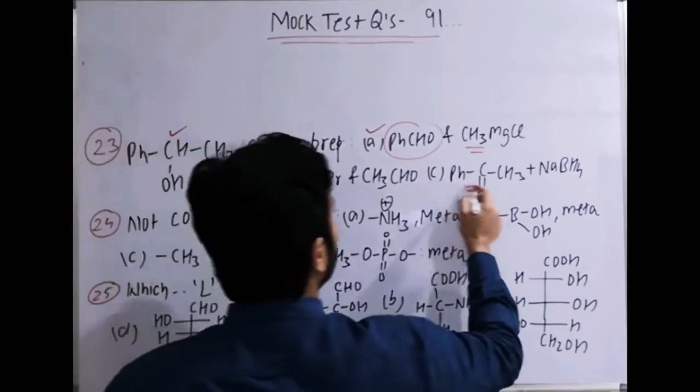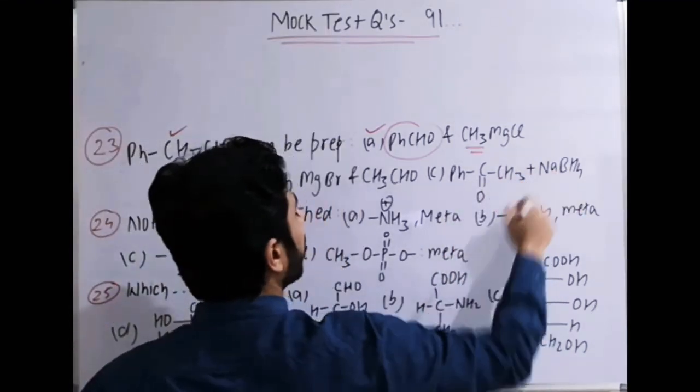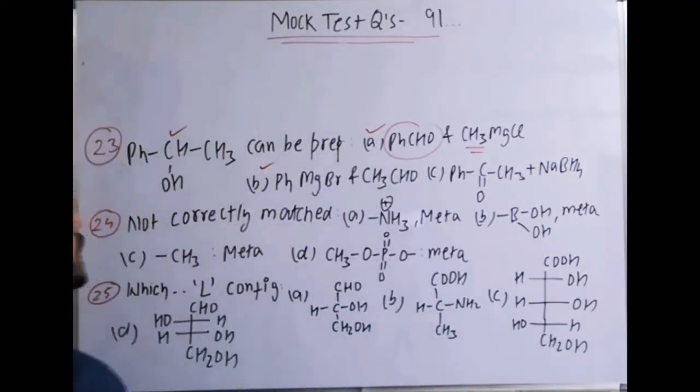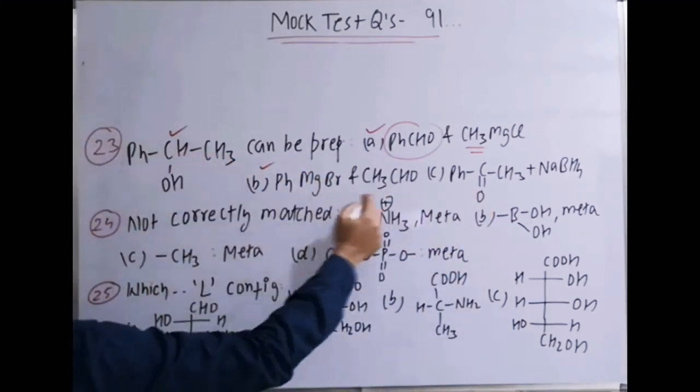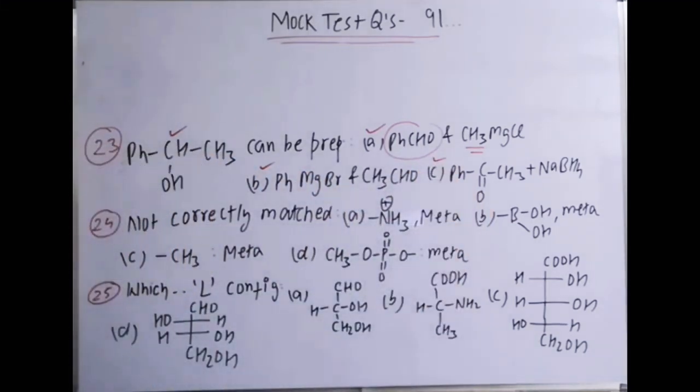Third one is reduction of ketone using NaBH4. Will it give it? Yes, it will give the formation of secondary alcohol. That means C is also correct. The answer will be all of them.